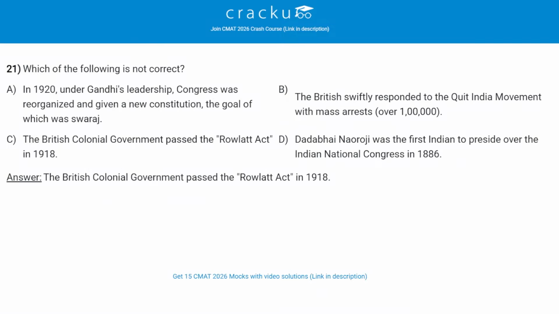In this question, we need to find which of the following is not correct. In 1920, under Gandhi's leadership, Congress was reorganized and given a new constitution, the goal of which was Swaraj. This is correct. The British swiftly responded to Quit India movement with mass arrest over 1 lakh. This is correct. The British colonial government passed the Rowlatt Act in 1918. This is wrong. Rowlatt Act was passed in 1919. And Dadabhai Naoroji was the first Indian to preside over the Indian National Congress in 1886. This is correct. So basically the correct answer is option C.